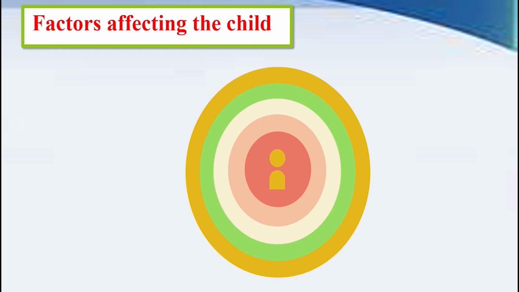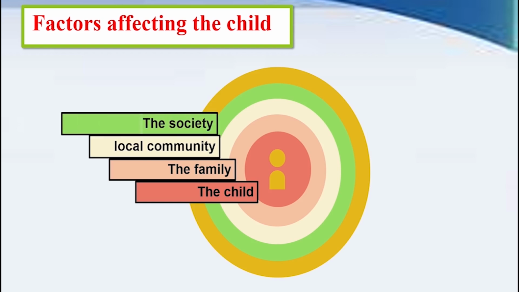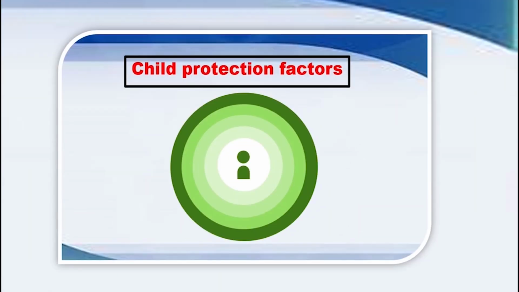Let's see these factors. First factor is the child himself or herself. He or she can affect himself or herself positively and negatively. Same in the second factor, which is family. Also the community and the society. Also the socio-cultural norms and traditions. These factors can be positive and negative on the child's mental health. And to understand how these factors work and can affect the child's mental health, go to the video of child protection factors. We dedicated a separate video for this important topic.